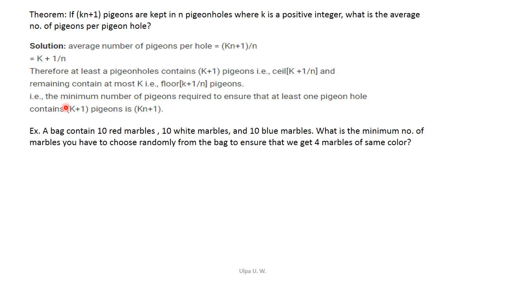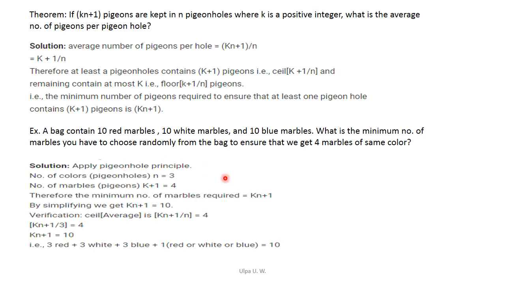A bag contains 10 red marbles, 10 white marbles and 10 blue marbles. What is the minimum number of marbles you have to choose randomly from the bag to ensure that we get 4 marbles of the same color? The solution goes like this. Applying the pigeonhole principle, if I take the 3 different colors, the n value will be 3, and I should get 4 marbles of the same color. So I take the k plus 1 value as 4. Solving this would give me k equal to 3.